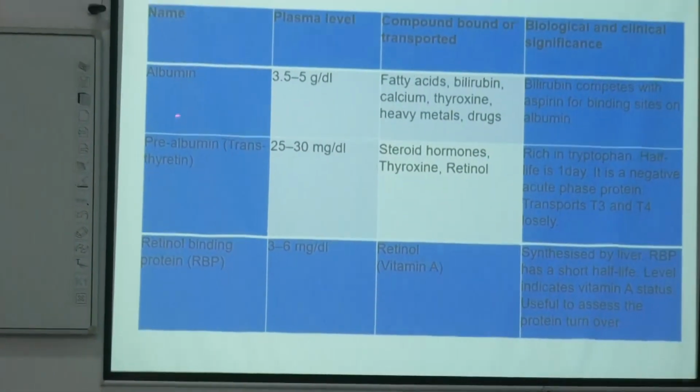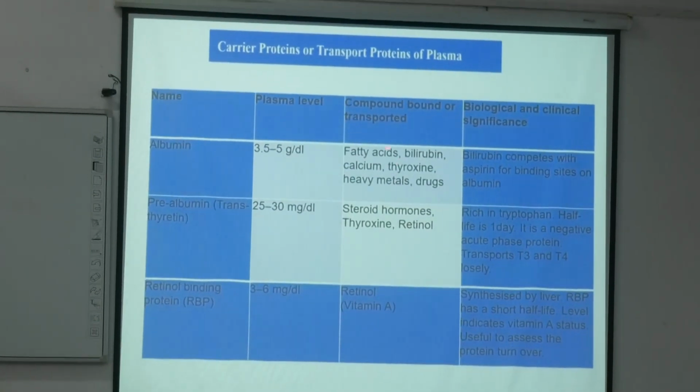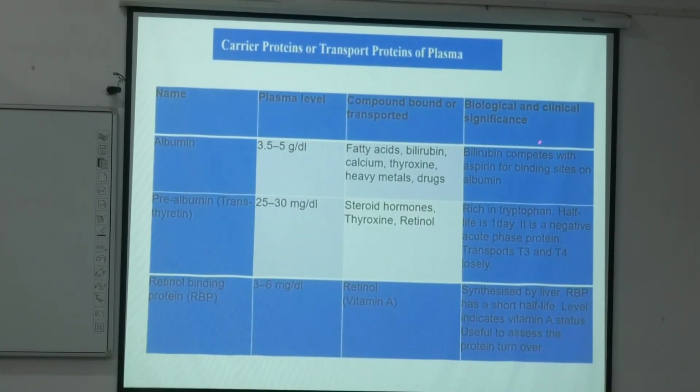That's a clinical implication. So carrier proteins, it's a very brief introduction. One thing I want to highlight is only albumin, that I told you, which combines with and transports a number of molecules.